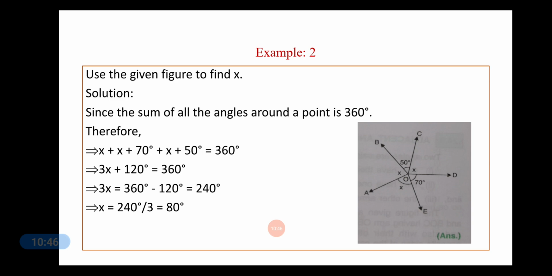Since you have already done algebra, here you can consider this x as an algebraic term. So when you add these three x's, it will come as 3x. Now you have other constants. You subtract or add or divide, and then you find out the answer as 80 degrees. So children, these two examples are very, very important for you to understand. When you understand this, you will be able to do the other sums which are given in your book.